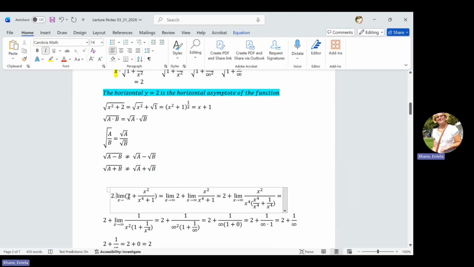So the first thing we need to do is separate those limits. There are 2 terms connected by addition. So I'm going to take the limit of number 2 and then take the limit of the ratio.